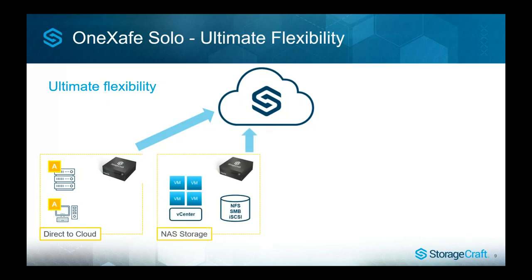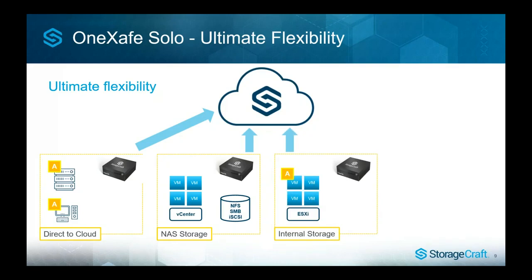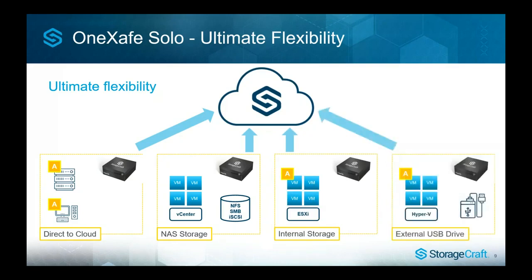And of course, they do also support using a NAS storage to have a local backup and then a replication to the cloud. Internal storage with the Solo specifically, as well as the USB drive. So Solo is very flexible because it's on a small appliance, offering you the ability to have storage in the box as a USB drive. Shadow Safe or Solo can leverage existing NAS infrastructure as well, and then obviously direct to cloud.